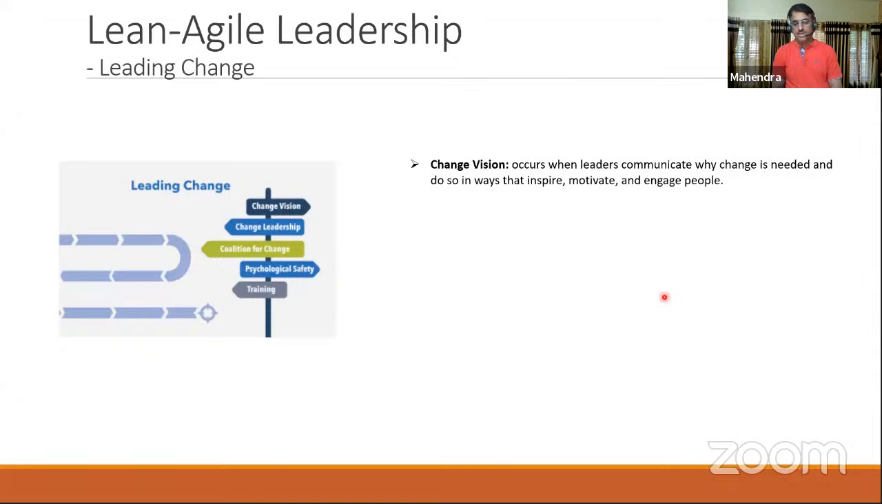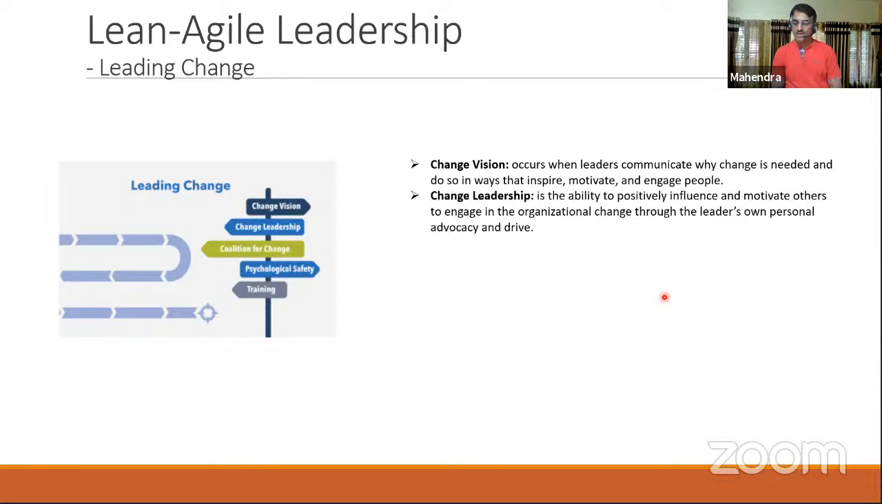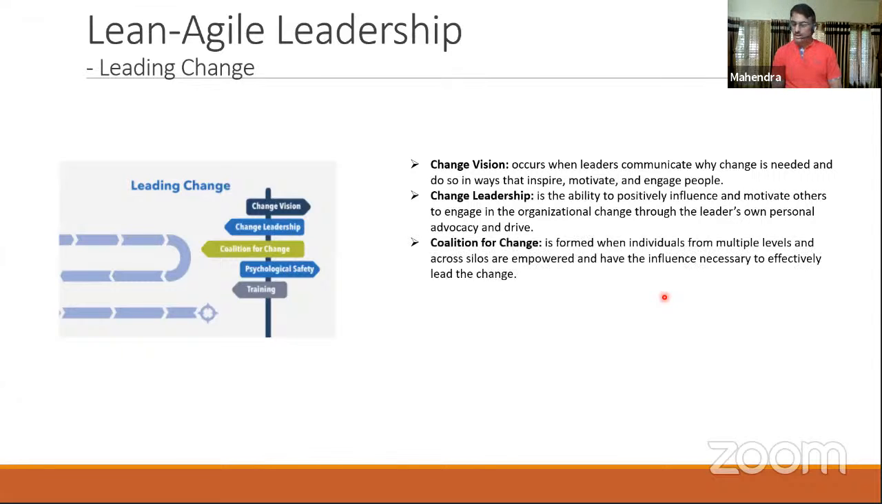And they should be leading the change. They keep on communicating the need to change. The vision and the need to change have to be communicated, and that has to be a constant conversation. They should be able to inspire, motivate, and engage the people in that entire change process, and influence and motivate others in the organizational change. And they should be able to break the silos across multiple levels, and empower and build a coalition to bring about that change.